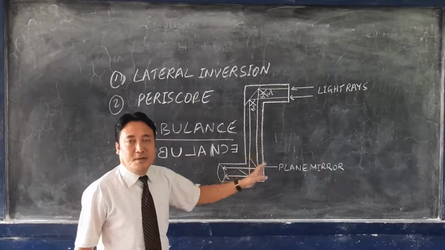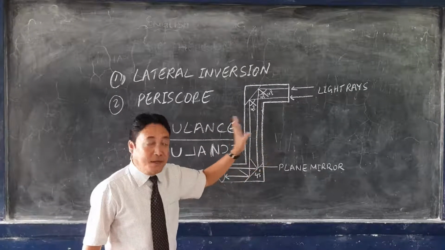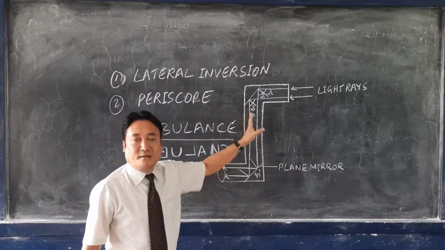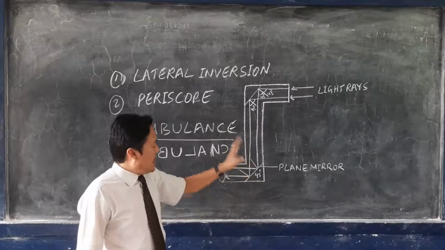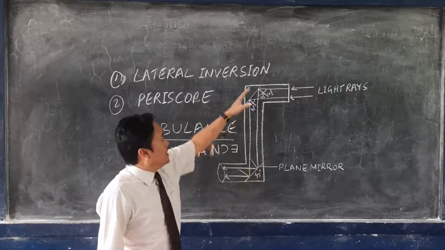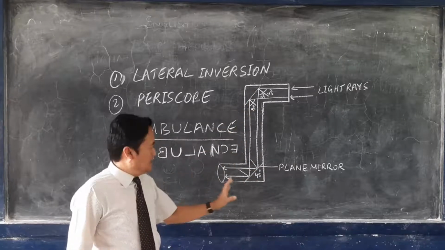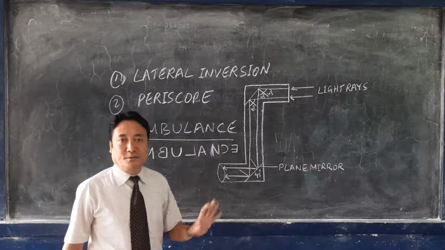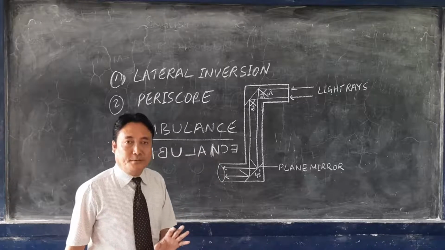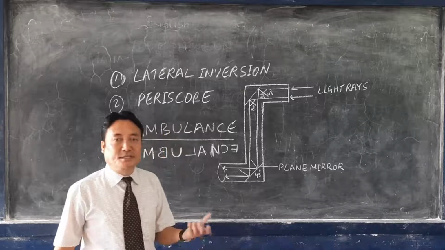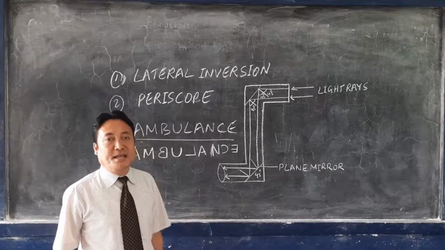This periscope also uses plane mirrors, and these plane mirrors are kept at an angle of 45 degrees, and they are parallel to each other. They are kept at the two sides of the periscope. This way, plane mirrors are used to prepare periscopes, which are used in submarines to see the clouds as well as the enemies.